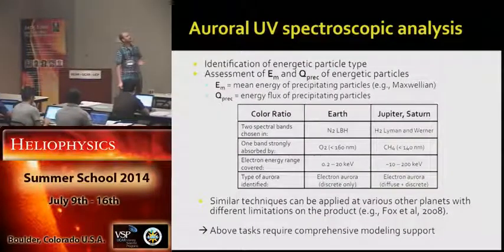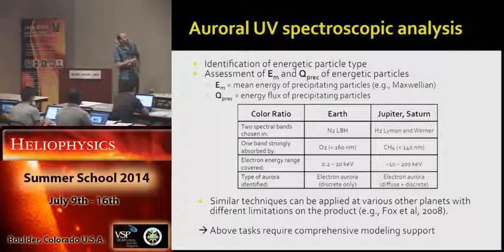But how do you actually go about doing that? Here's one example for UV spectroscopic analysis. So basically you take a color ratio. These terms will come up a lot. EM is the mean energy of the precipitating particles. You can have a Maxwellian distribution, for instance. And then Q, precipitating, is the energy flux of those particles.